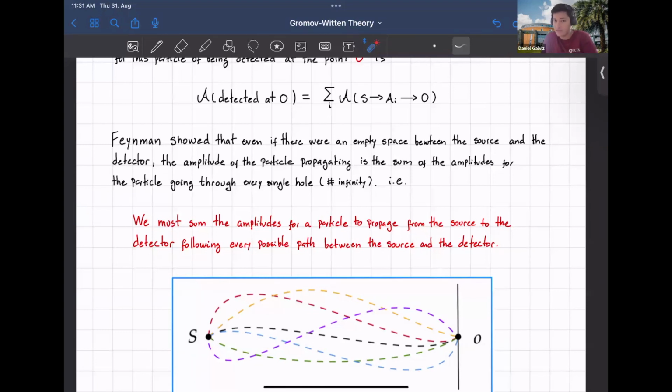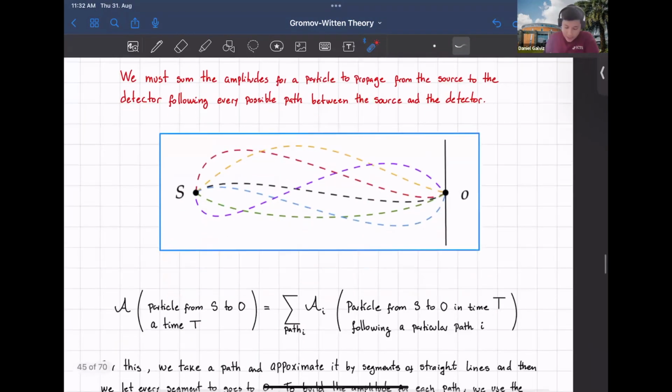It's just that in the case of strings, it's not going to be a line, but it will be our Riemann surfaces, right? So we are going to count them. When you count every single path, we are counting every single Riemann surface. This is the idea from physics to math.